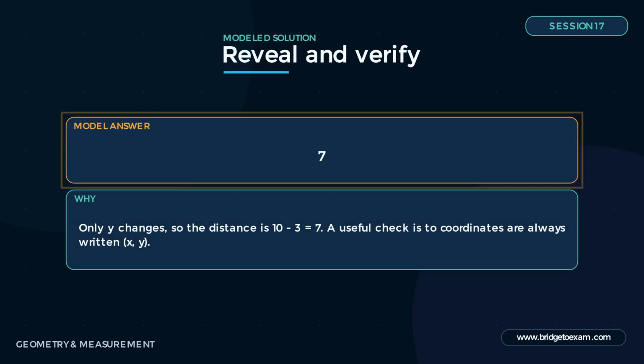The model answer is 7. Only y changes, so the distance is 10 minus 3 equals 7. A useful check is that coordinates are always written x, y. Use this coaching check as well. Use the phrase across, then up or down to prevent reversing coordinates.